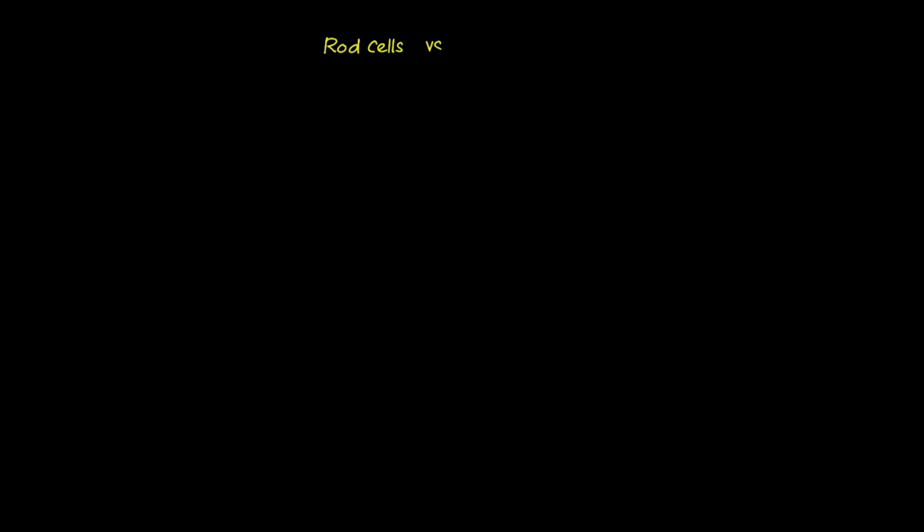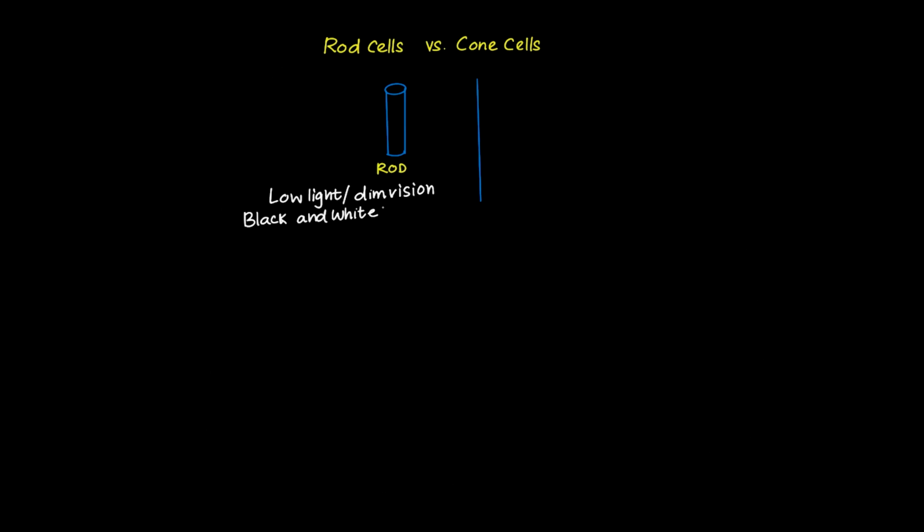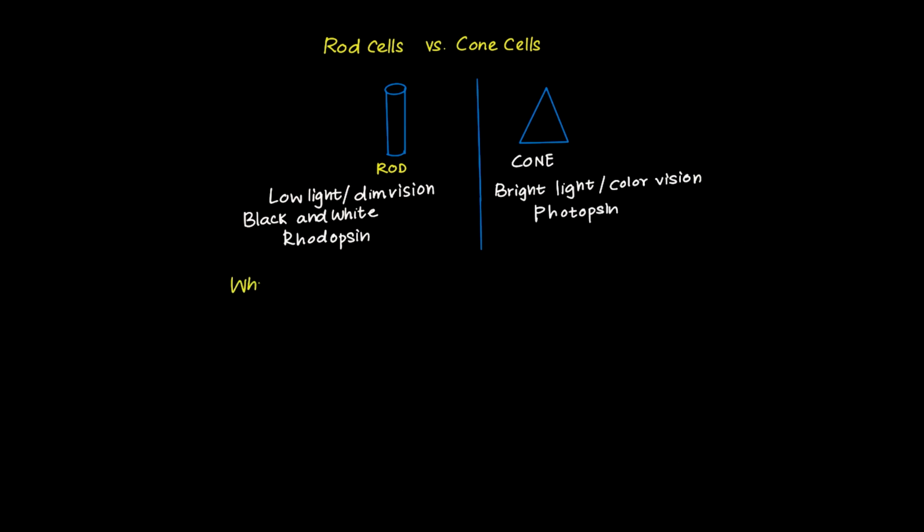The patient sees fine in bright light and recognizes colors perfectly, but struggles in dim environments. That points to a problem with rod cells. Rods are the photoreceptors built for low light vision. They contain rhodopsin and give you black and white vision when the lights are low. Cones handle bright light and color. Since this patient sees colors fine in daylight, cones are working.